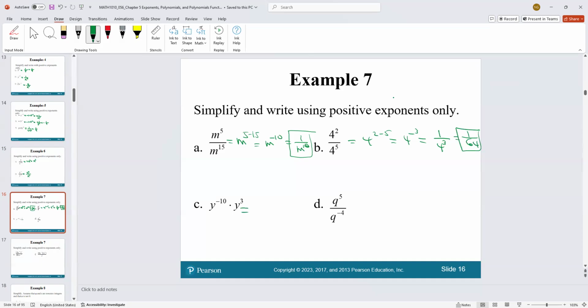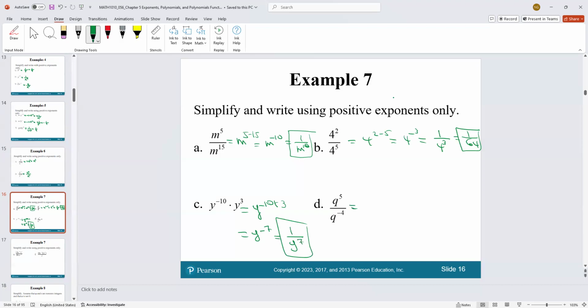Here we see that we're going to have multiplication. That means we have negative 10 plus 3, y power negative 7, that you can rewrite as 1 over y power 7. Yeah, we did it. We are doing it correctly.